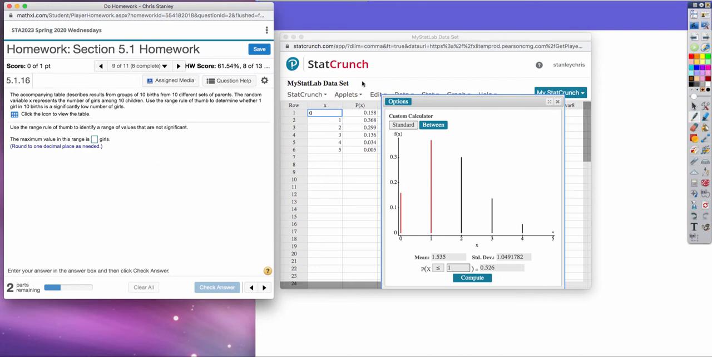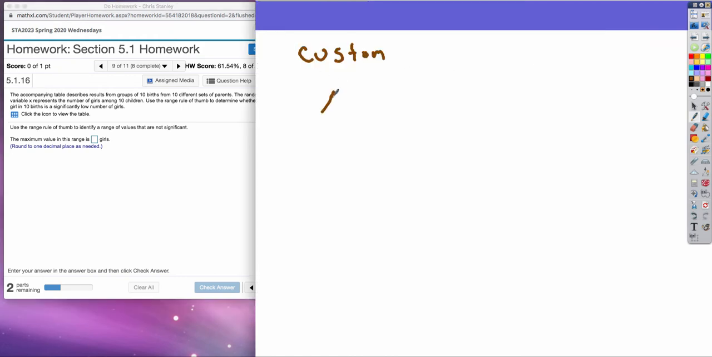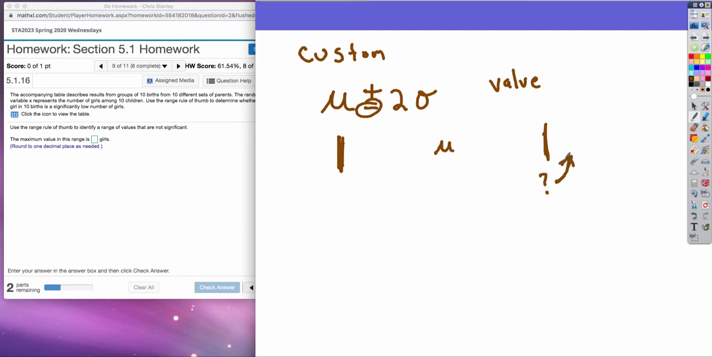Okay, so now to use the range rule of thumb, you're going to take the mean and then add and subtract 2 standard deviations. If you're at the mean and you add something, you're going to be over here. If you subtract something, you're going to be over here. So we need to find out, is the data value over here, or is the data value in here? That's how you tell if something is significant or not.